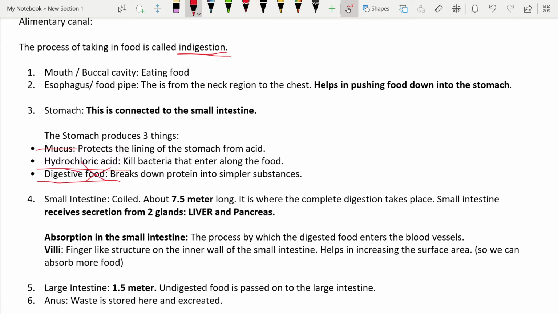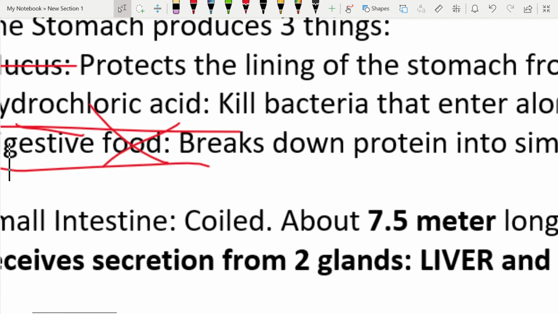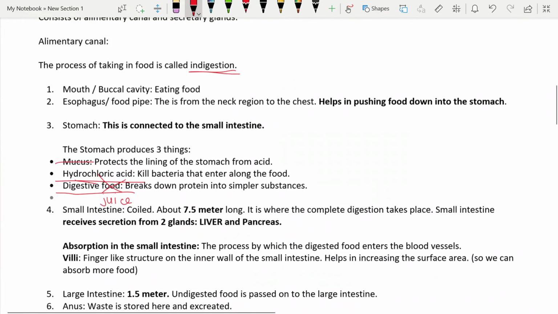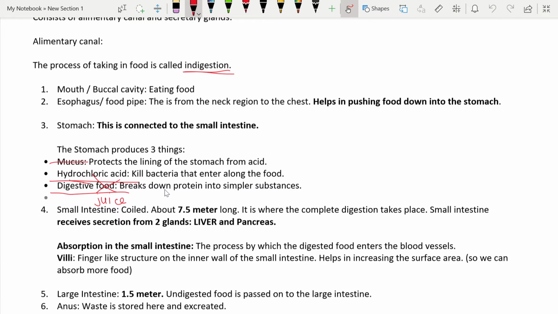The mucus protects the lining of the stomach from the acid. Then you've got hydrochloric acid, which kills bacteria that enter along with the food. Digestive juices break down protein into simpler substances.